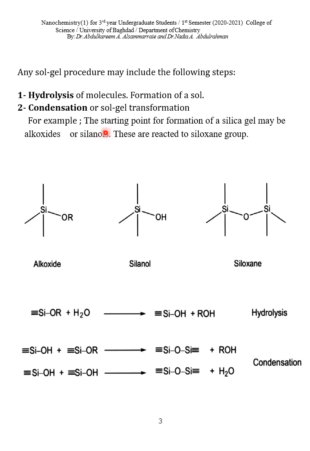For example, the starting point for formation of a silica gel may be alkoxide or silanols. These are reacted to siloxane group. هذا المثال موضح بهذه المعادلات. عندنا هاي الالكوكسايد لأن مجموعة R، هذه السايلانول لأن OH، هاي السايلوكسين اللي هي النتورك اللي تكون Si-O-Si. فالهيدروليسيس هي SiOR or الالكوكسايد plus H2O، at the very beginning. SiOR تتحول إلى SiOH اللي هي السايلانول.